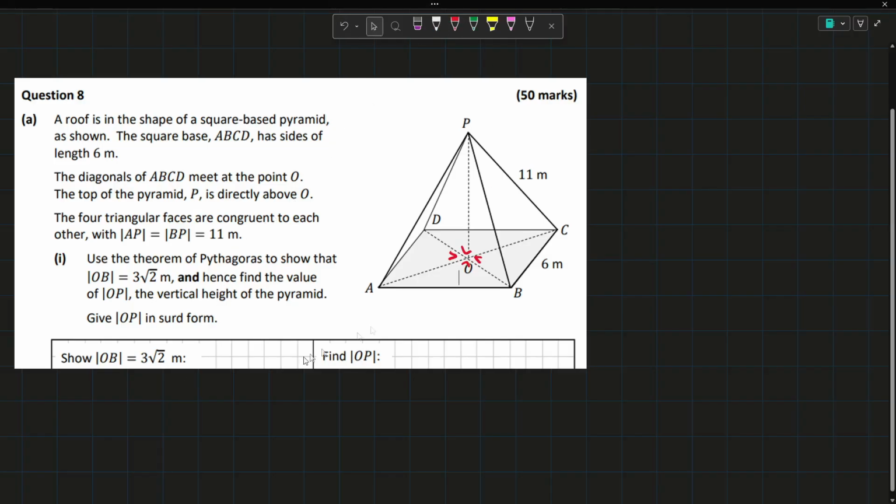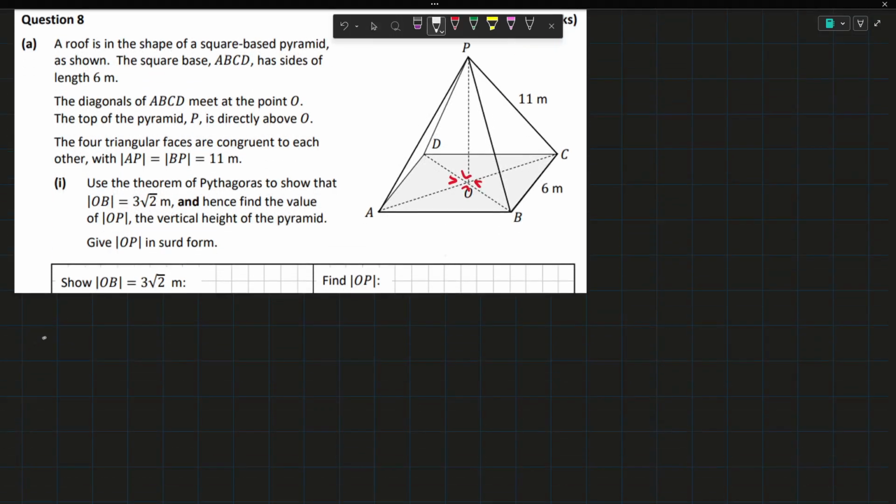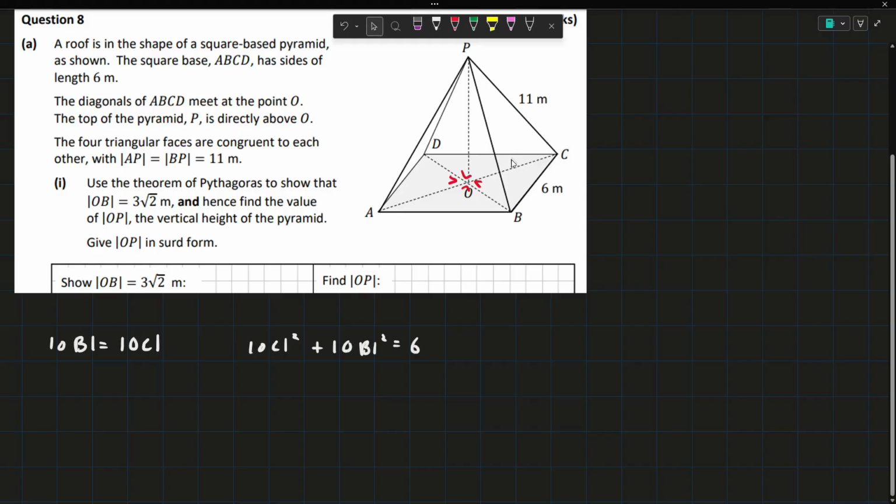So we're told to show that OB is 3 root 2. What you need to notice is that OB is going to be the exact same as OC, again, because of that bisection. So OB is equal to OC. Then we can use Pythagoras' theorem: OC squared plus OB squared will give us 6 squared, because this is the hypotenuse, here's our right angle. Since these are both the same, we can say 2OB squared is equal to 6 squared, so that should give us 36.